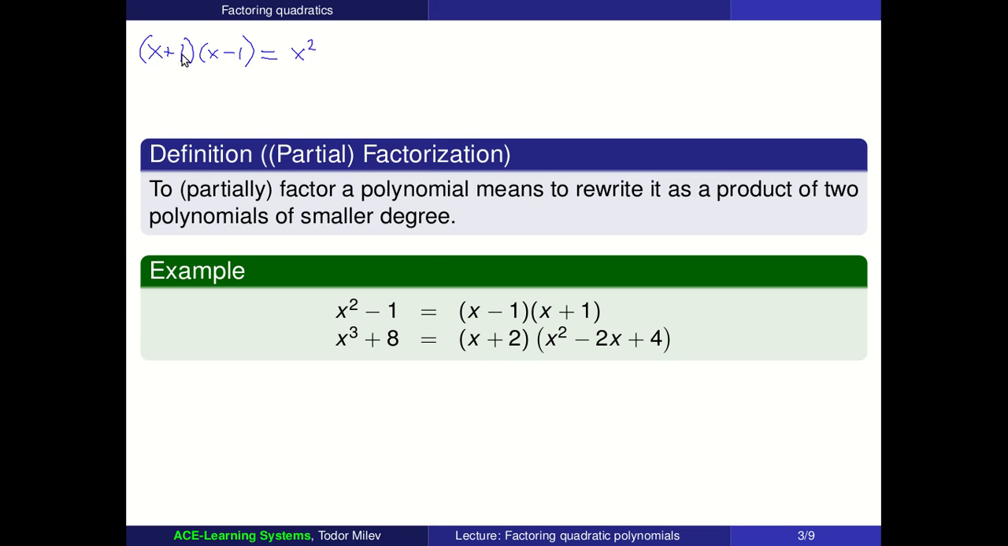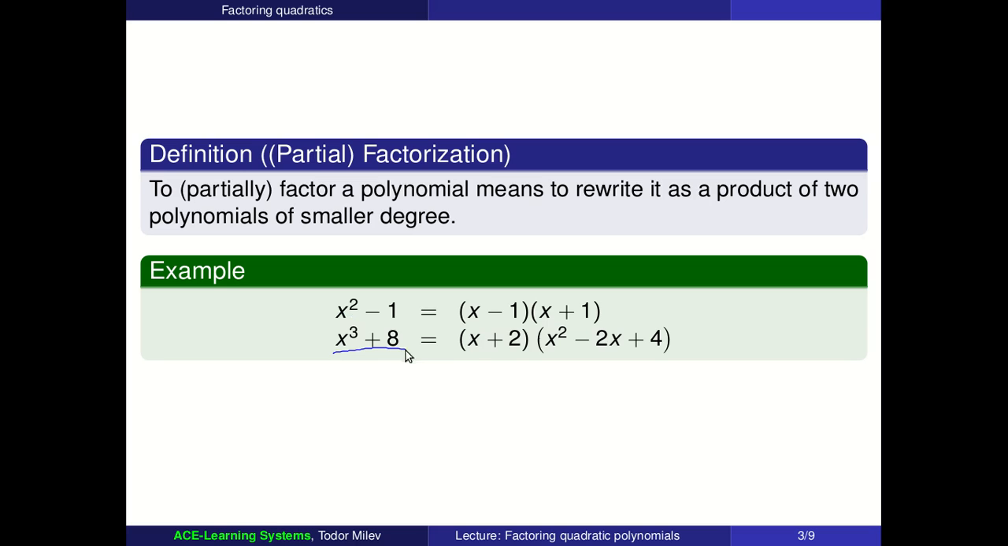We're getting x squared first, the first terms, then the outer terms minus x, then the inner terms plus x, and finally the last terms, so minus 1. So the two x's cancel and we're left with x squared minus 1. So indeed x squared minus 1 is equal to x plus 1 times x minus 1. Alright, so we verified the first of these two factorizations. Now let's verify the second one.